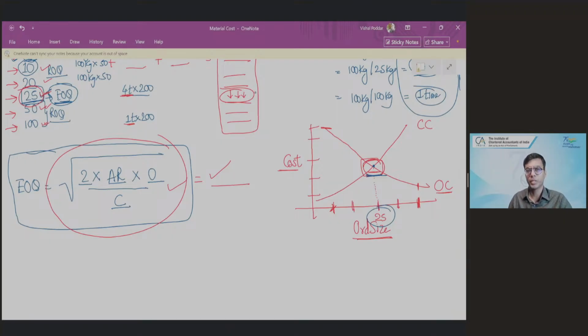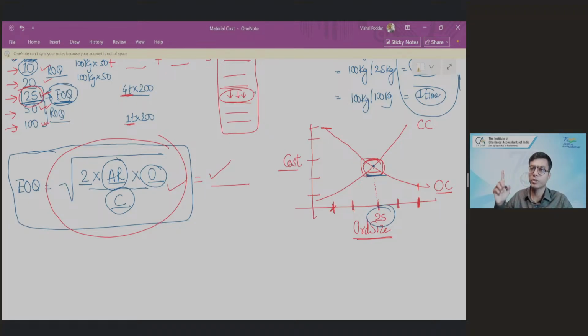Also remember, students, O means cost per order. C is carrying cost per unit per annum. Majority of times in the question, they will give it as a percentage multiplied by the purchase price. In case it is given per month or per week, multiply to convert it into per annum. Another important thing to be kept in mind is AR is the annual requirement of material.